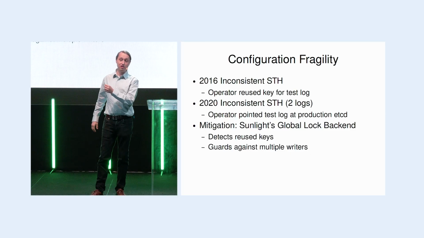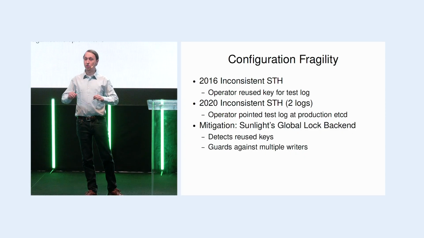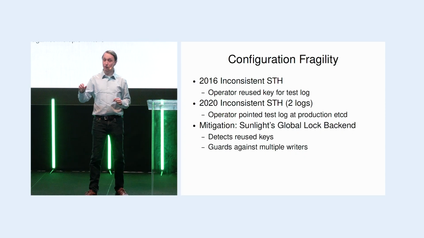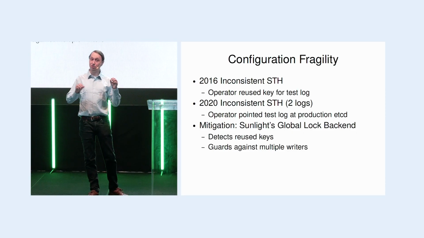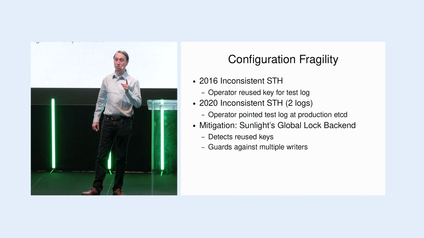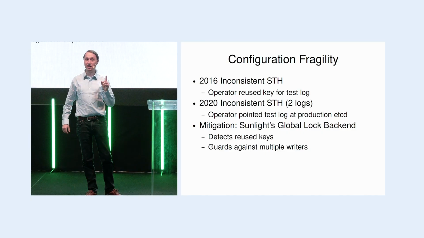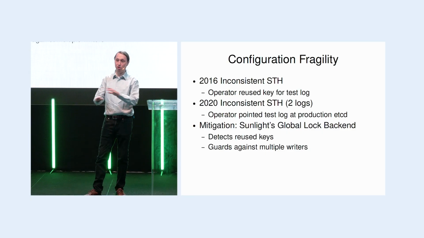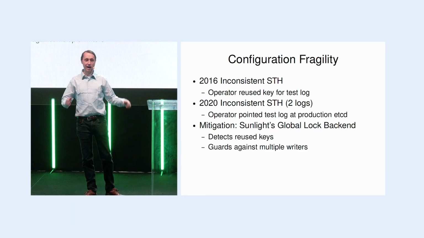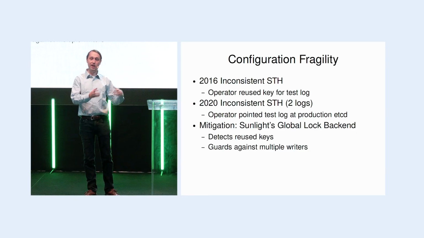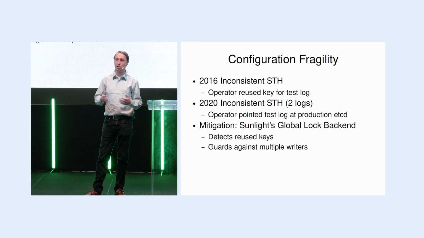And before publishing that tree head, Sunlight will do an atomic compare and swap in the global lock backend. And if the tree head that was previously there for that log key is not the tree head that Sunlight started with, that means that Sunlight was about to sign an inconsistent tree head, so Sunlight will just abort the operation. And this plays very nicely with synchronous merging because it means that any pending certificate submission will just fail with an error.